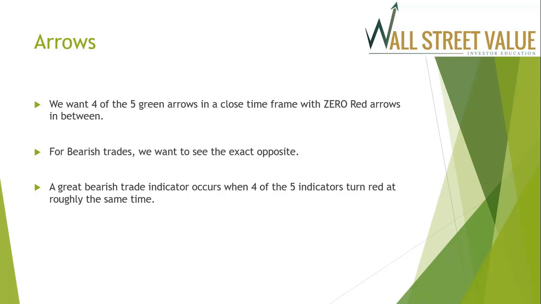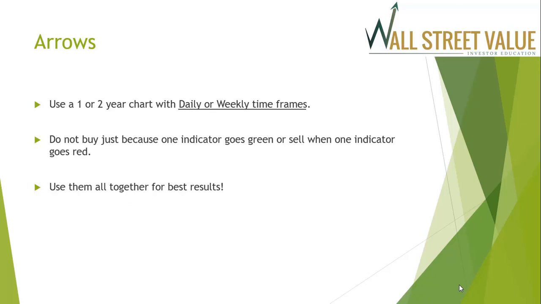A great bearish indicator occurs when 4 of the 5 indicators turn red at roughly the same time with 0 green arrows in between. Use a 1 or 2 year chart and use the daily or weekly time frames. Do not buy just because one indicator goes green or sell when one indicator goes red. Use them all together for the best results.